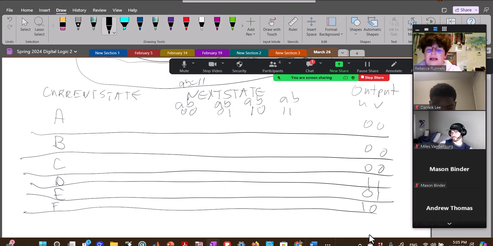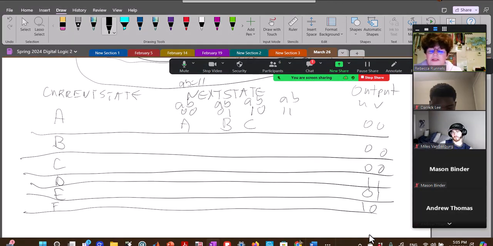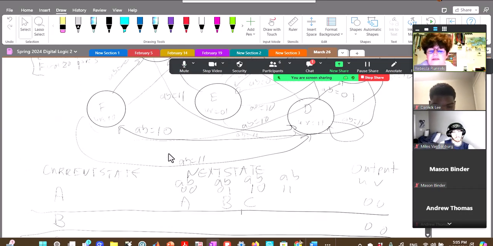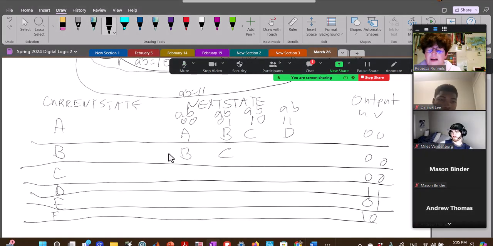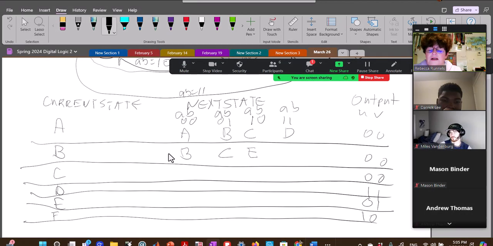And then for state A, if you got nothing, you stayed in A. If you got 5 cents, you went to B. If you got 10 cents, you went to C. If you got a quarter, you went to whichever one of these was a quarter, which was D. And for B, if you got nothing, you stayed in B. If you got 5 cents, you went to C. If you got 10 cents, you went to E. And I had this as a don't care if you got 25 cents.